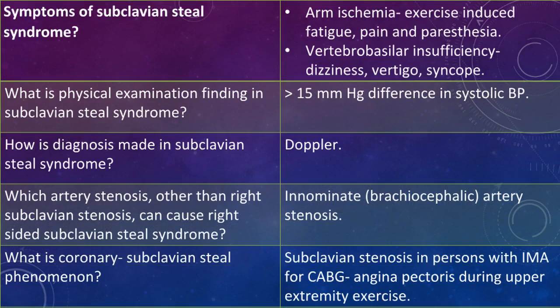Symptoms of subclavian steal syndrome? Arm ischemia, exercise-induced fatigue, pain and paresthesia. Vertebrobasilar insufficiency: dizziness, vertigo, syncope. What is the physical examination finding in subclavian steal syndrome? How is diagnosis made? Doppler. Which artery stenosis, other than right subclavian stenosis, can cause right-sided subclavian steal syndrome? Innominate, or brachiocephalic, artery stenosis. What is coronary subclavian steal phenomenon? Subclavian stenosis in persons with IMA for CABG: angina pectoris during upper extremity exercise.